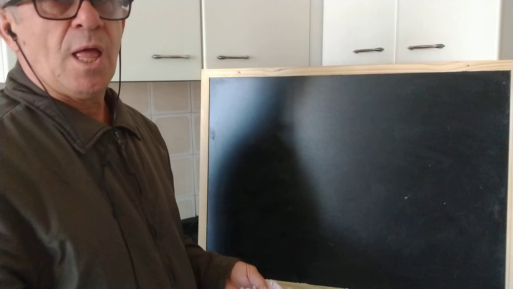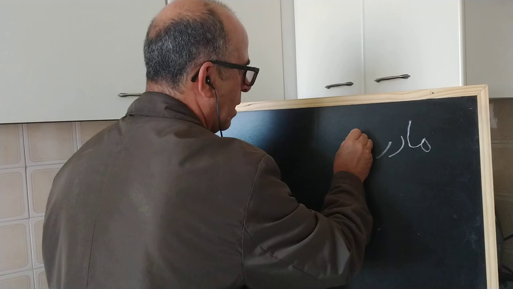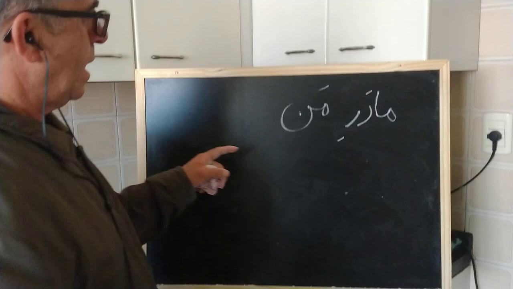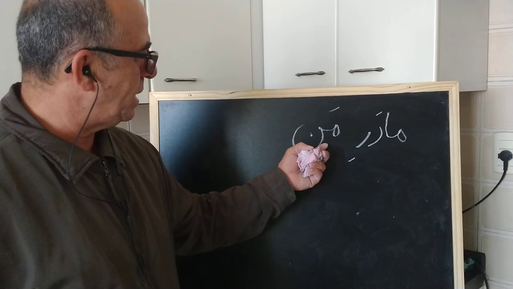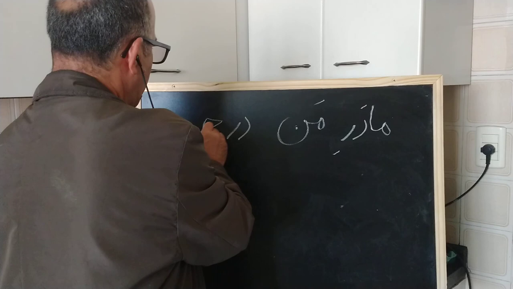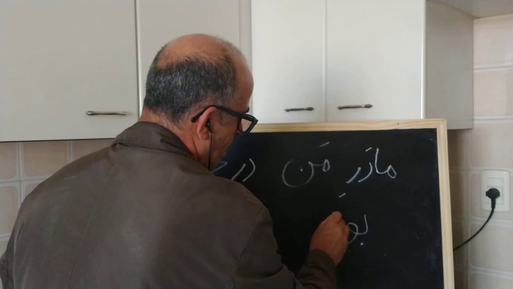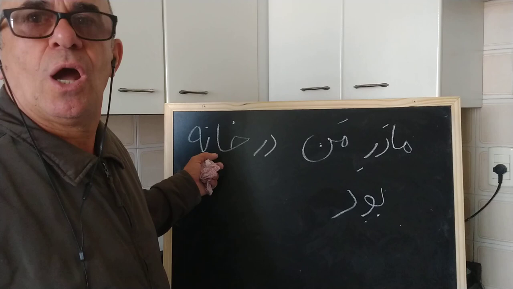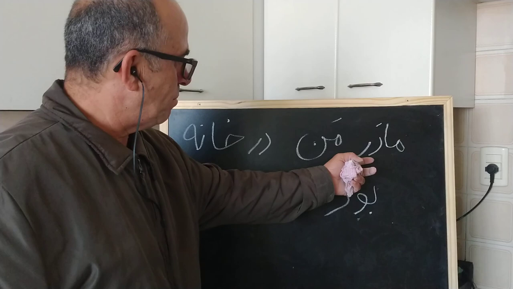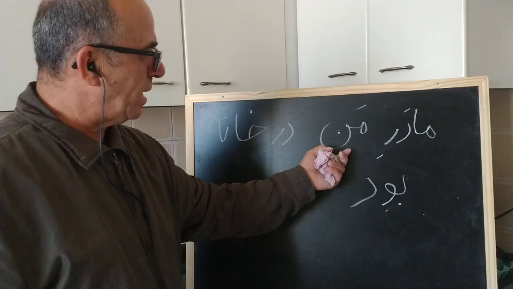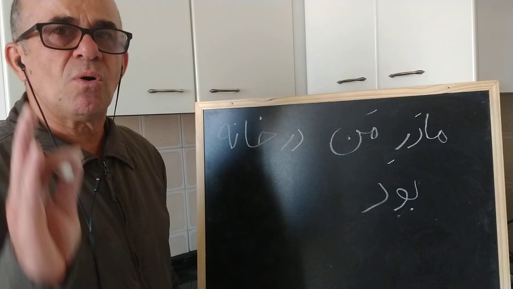Madari man. My mother, mother of me. مادر من در خانه بود. خانه, house. My mother was at home. The verb is always at the end. Okay?